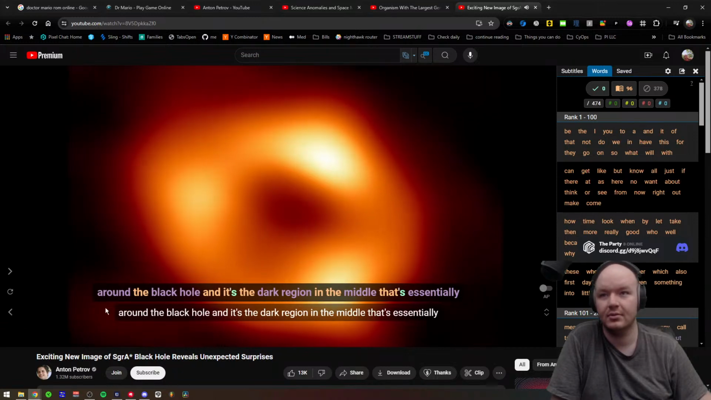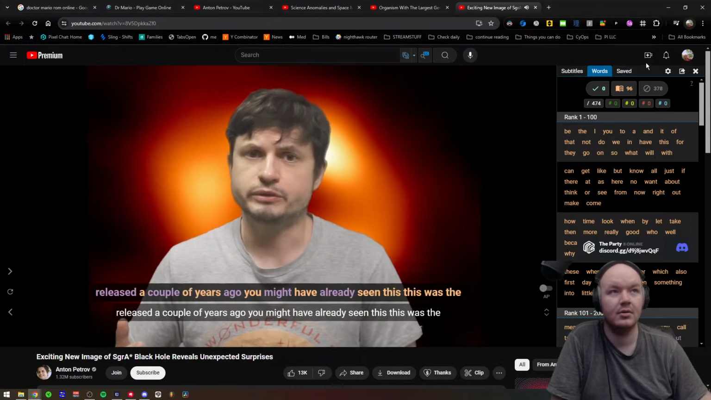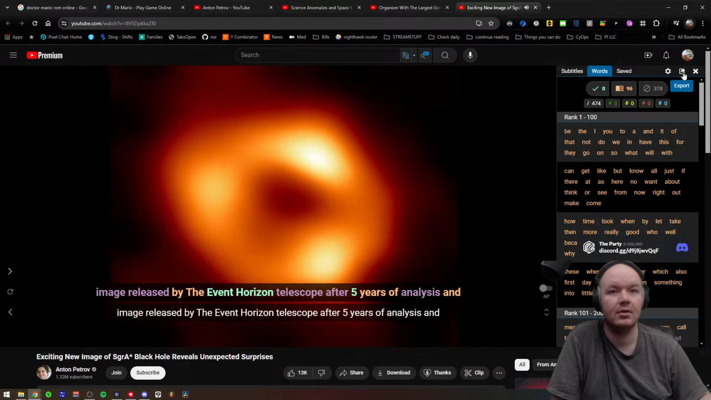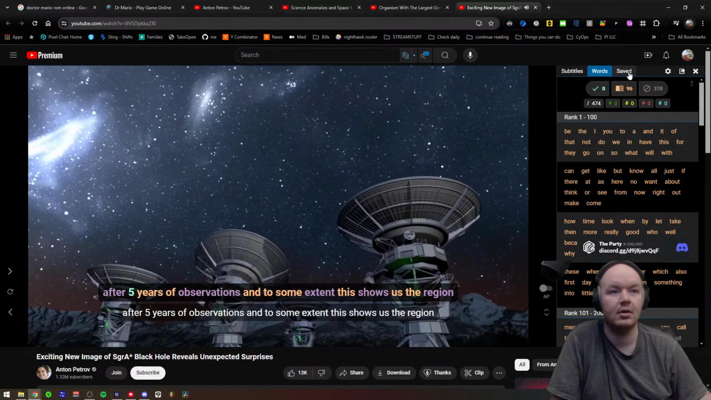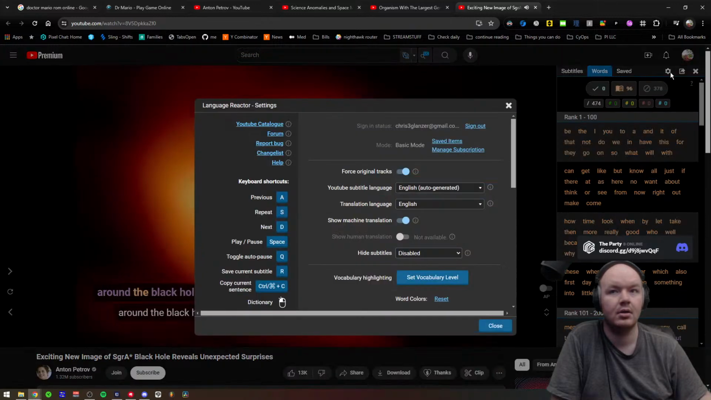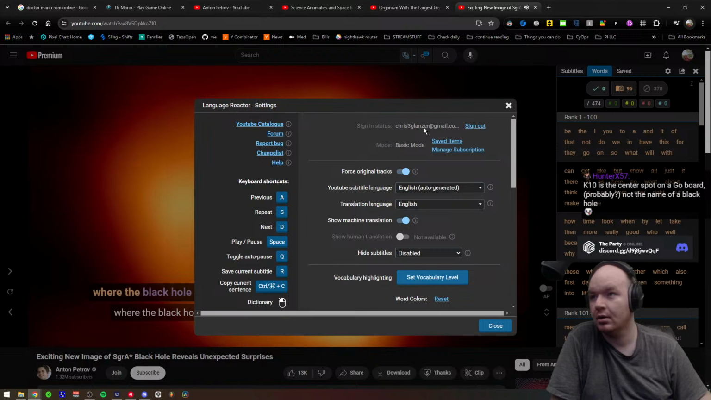A black hole, and it's that dark region in the middle that's the center. First, let's start with the image released a couple of years ago. You might have already seen this. This was the image released by the Event Horizon Telescope after 5 years of analysis and after 5 years of observations, and to some extent, this shows us the region around the black hole. And it's that dark region in the middle that's essentially where the black hole is probably hiding.